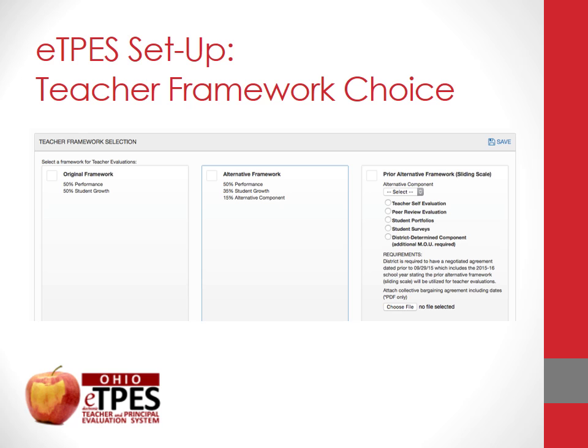Only those districts that had taken advantage of the sliding scale alternative framework in the past can have this choice available to them, and they must still be under the bargaining agreement that was in place when that decision was made.